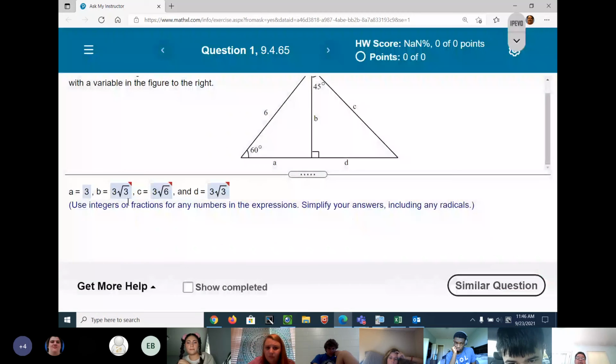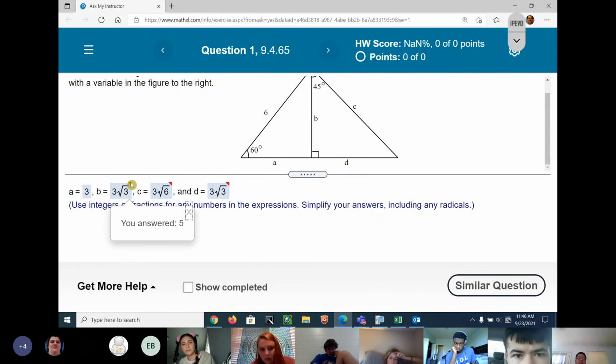Yeah, they did it in terms of radicals. Somebody take 3, multiply by the square root of 3. What do you get? 5.19. I think that's what we said, 5.